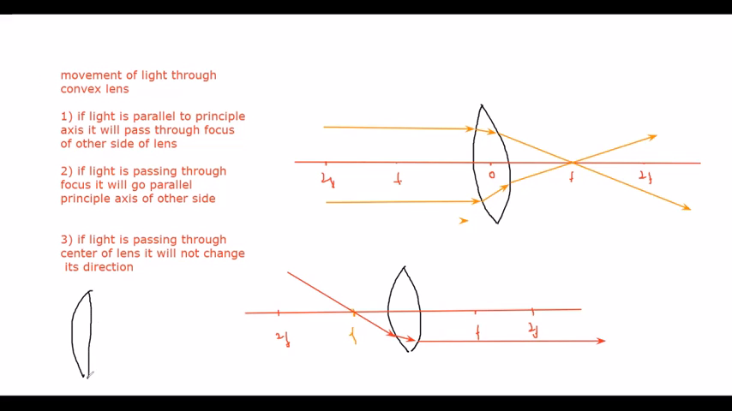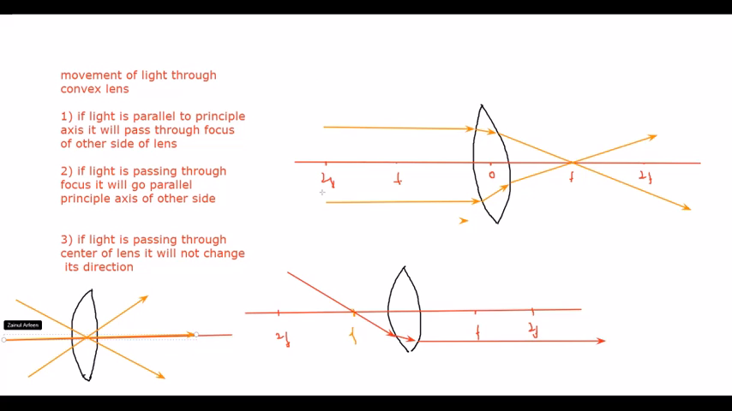So this is a convex lens. The imaginary line which is perpendicular to the surface is known as the normal. Oh, sorry, principal axis, not normal. So if light is passing through the center of the lens without any deviation, it will continue in its direction. It will not change its direction. So these are the three ways light can pass through a convex lens.